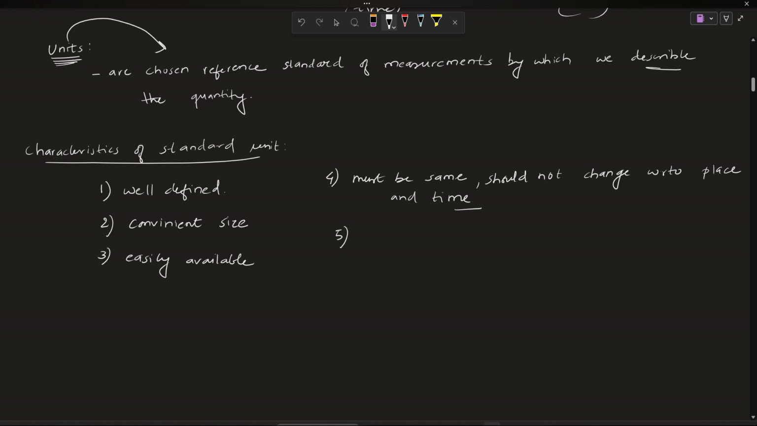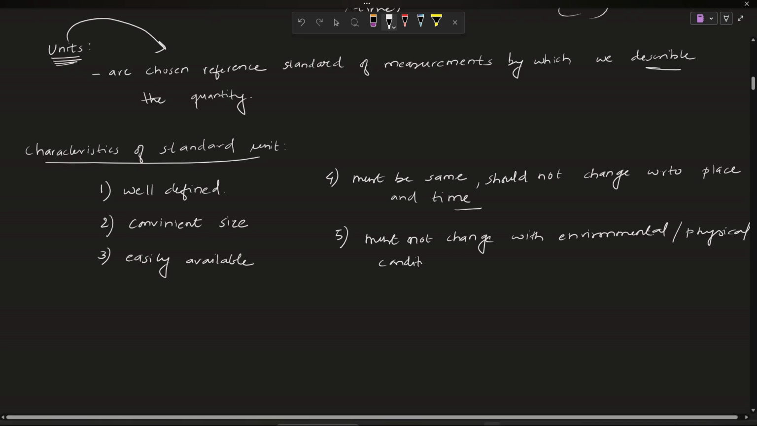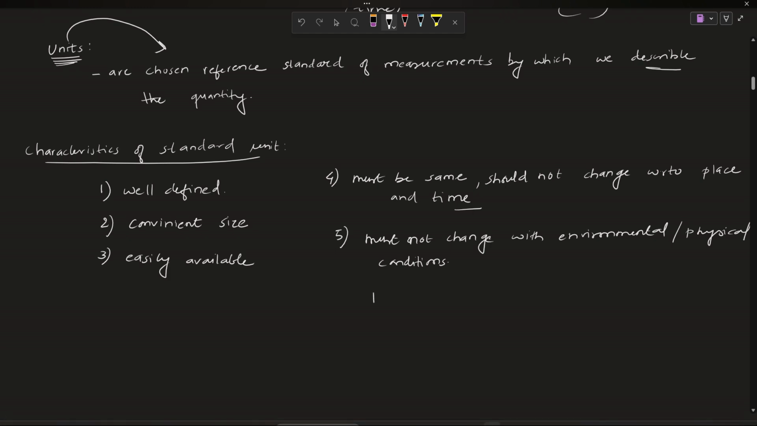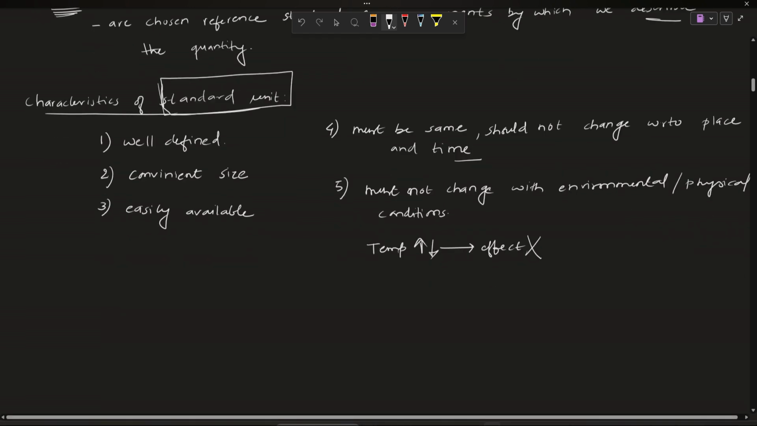Now fifth thing, it should not change with any of the physical conditions. Environmental natural conditions must not change it. लाइक ऐसा नहीं कि टेम्परेचर, इफ टेम्परेचर इज राइजिंग इट शुड हैव एन इफेक्ट. इफेक्ट नहीं होना चाहिए. टेम्परेचर राइज, टेम्परेचर फॉल, ये इफेक्ट नहीं होना चाहिए. It should be standard. Standard means it should maintain its nature. It should be same. So these are some of the characteristics of a standard unit.